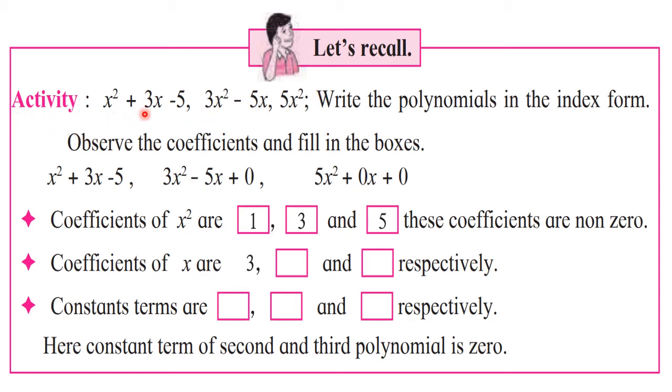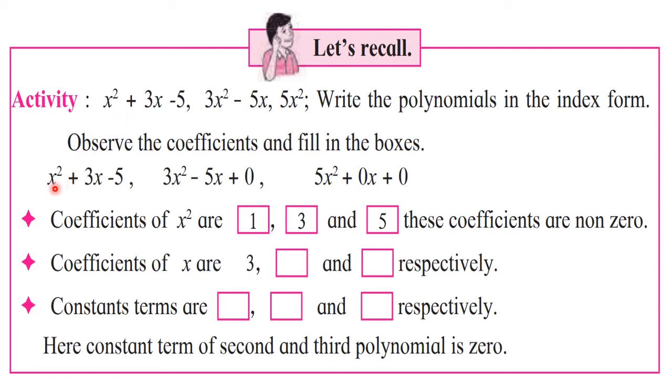x square plus 3x minus 5, 3x square minus 5x and 5x square. These three polynomials are given to you. To be more specific, quadratic polynomials are given. They have told you to write the polynomials in index form. Index form means we have to write down the missing terms. Just now I told you that every quadratic polynomial should have 3 terms. You will observe that the polynomials are written in index form, which means the missing terms are also written with coefficient 0.